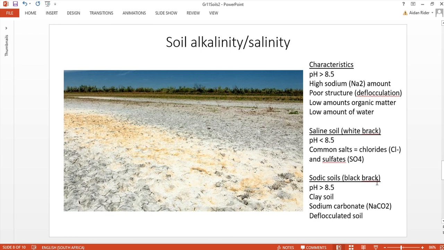Also, there are more clay particles inside the soil of the black brack. That's why it usually looks black, because there is more organic and clayish material inside this type of soil. Then sodium carbonate is the main type of salt inside the black brack, so more sodium. The soil also looks more deflocculated, the structure has been broken down a lot. The next photo is a good example of this.